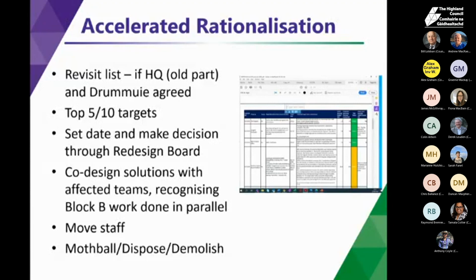We are continuing to work with those teams that will be affected to try and give them the best alternative to the locations they are in at the present time, and talking with them about, as far as is practically possible, what the shape of these alternative spaces will look like. But as I've underlined, this is us moving into the logistics side of things as opposed to starting a consulting process. So there'll be an element of staff moves being required, and as I said, mothballing, dispose, demolish, repurpose. That's where our heads are at the present time.